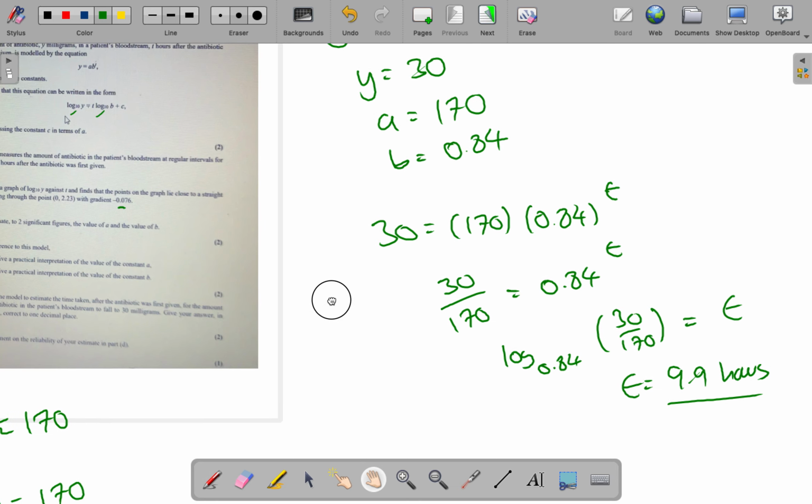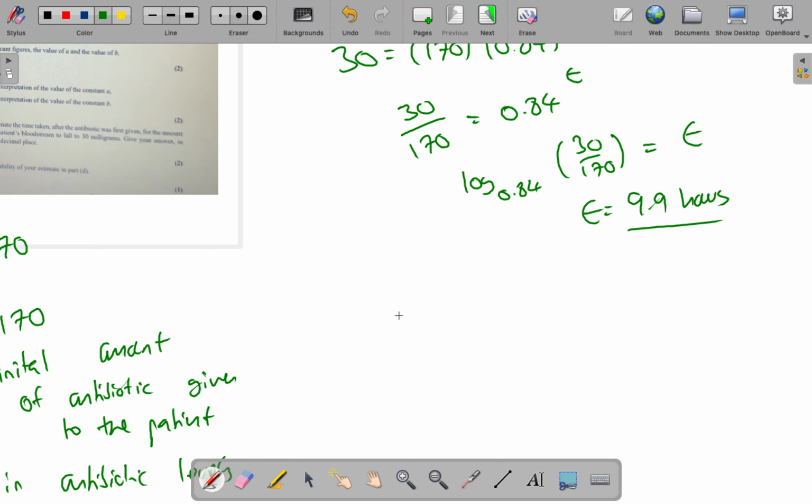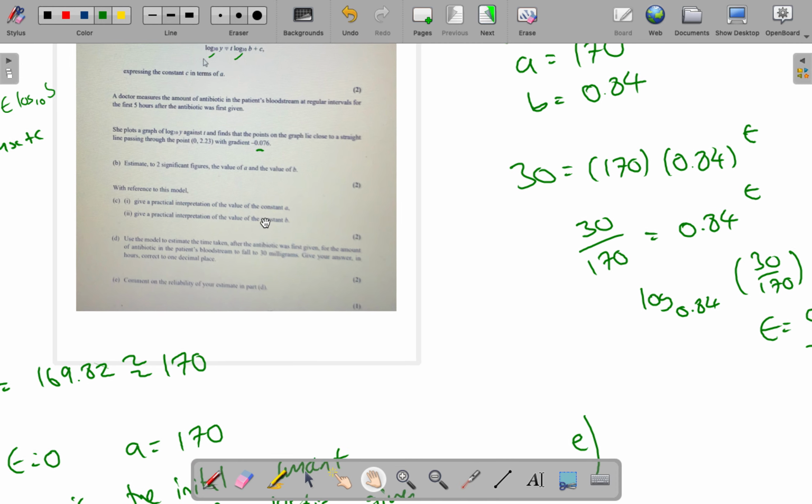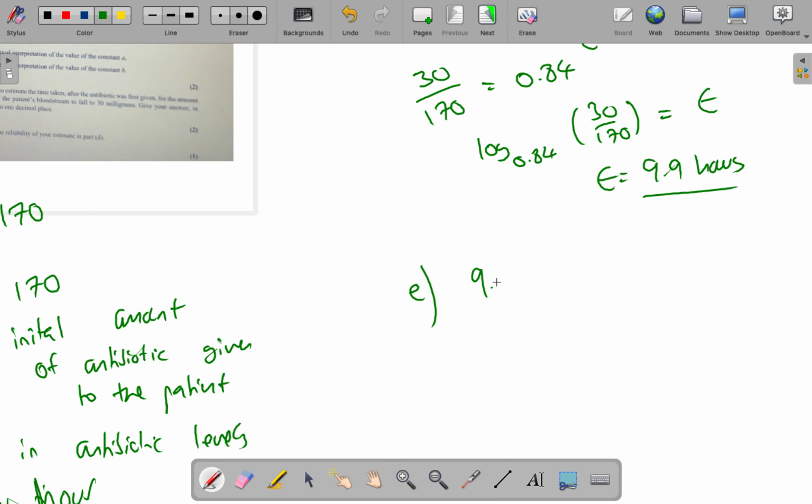So that gives you part D, and then in part E, comment on the reliability. Well, the key thing here is to read the question and see what it says. Here it tells you that the model was for 5 hours, so 9.9 hours is greater than 5 hours, therefore the model is not reliable, and we can't use it for this one. So that gives you part E.